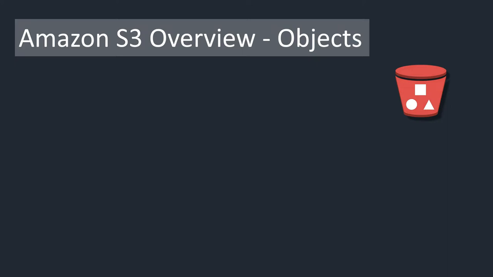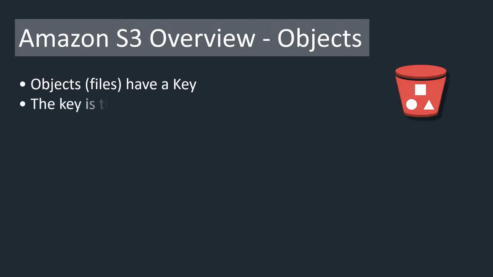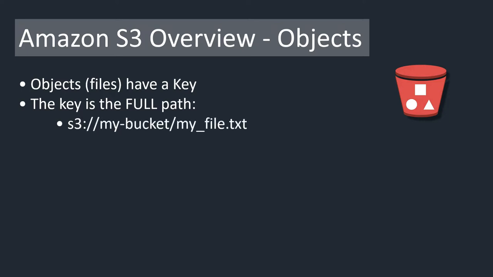Okay. Now in these S3 buckets, we need to create objects. And objects are files and they must have a key. And what is a key? It is the full path to that file. So if we have a bucket named my-bucket and an object named my_file.txt, then the key is my_file.txt. It is the blue part.